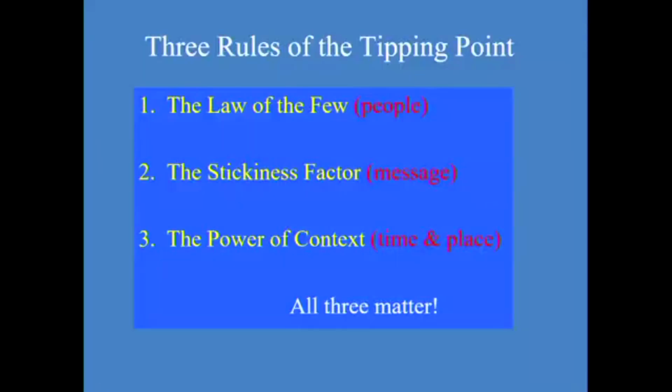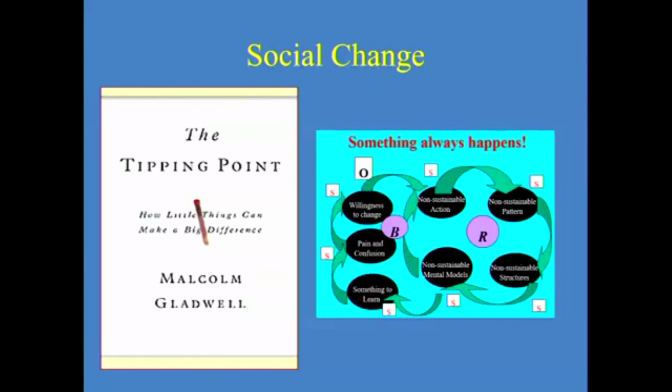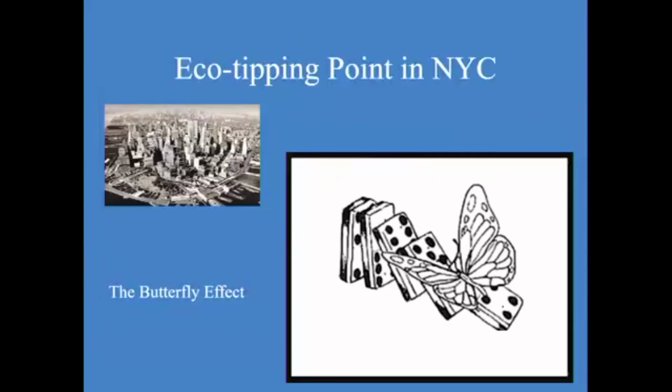So when Gladwell's book first came out, the social activist community grabbed this idea and said, how can we create our own tipping point to create the kind of social change that we want to see? Context suggests that things often change. We have the willingness to change. We have enough pain and confusion and something to learn. Things get bad enough. Can you create a tipping point? Can you cause the butterfly to flap its wings and begin to change things?